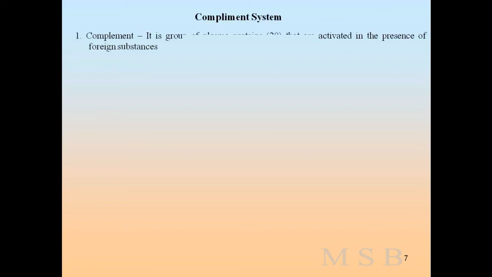Apart from physical and chemical barriers and various types of cells, the innate immune system also has a special type of defense system called the complement system. We will see the complement system in a very short manner as an introduction. So what is the complement system? Complement is a group of plasma proteins, nearly 20 plasma proteins, that are activated in the presence of foreign substances. And these plasma proteins help antibodies and other immune cells to destroy invading microorganisms.